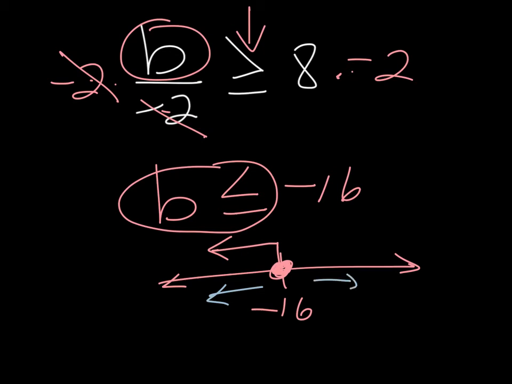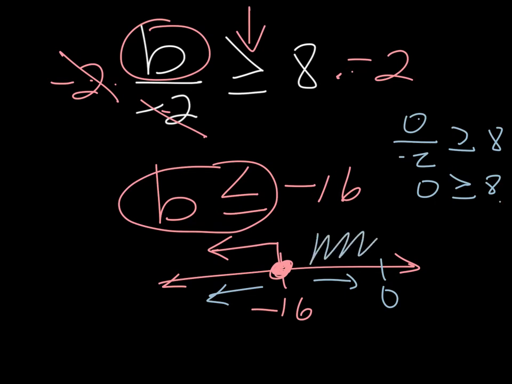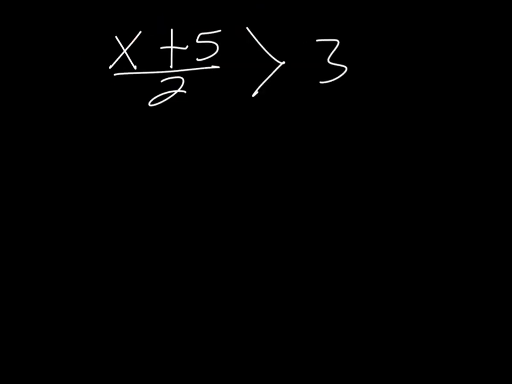But if I go over here and I choose the number 0, let's see what happens. If I get 0 divided by negative 2, it has to be greater than or equal to 8. All right, so 0 divided by negative 2 is 0. Is 0 greater than or equal to 8? The answer is no. 8 is bigger. So if you were to choose something that went this way, you would be wrong. Therefore, we are correct.